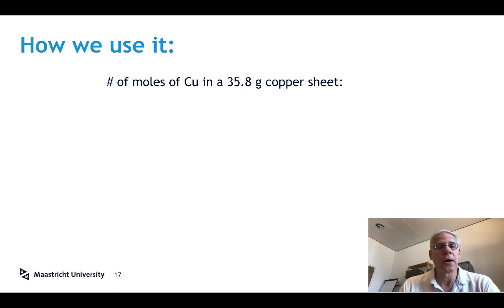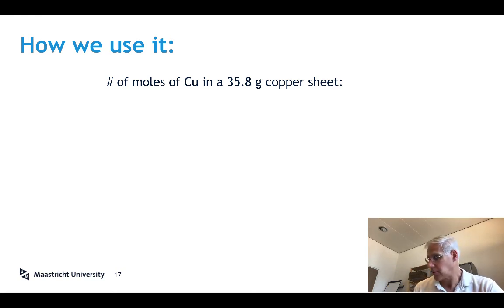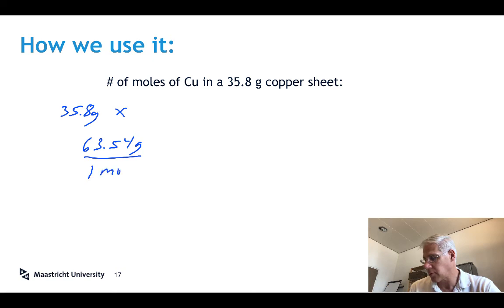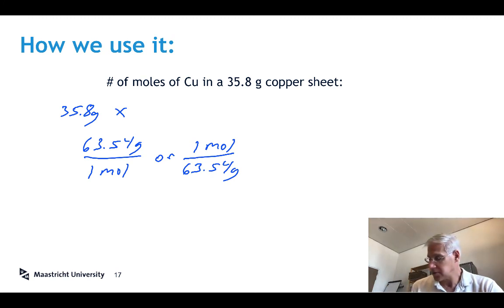So how do we use our molar mass? Let's say we want to find the number of moles of copper in a 35.8 gram copper sheet. Well, we want to write down what we have. So we have 35.8 grams of copper times, and if we look up copper on the periodic table, we see that we have 63.54 grams per 1 mole, or we can say that we have 1 mole per 63.54 grams.